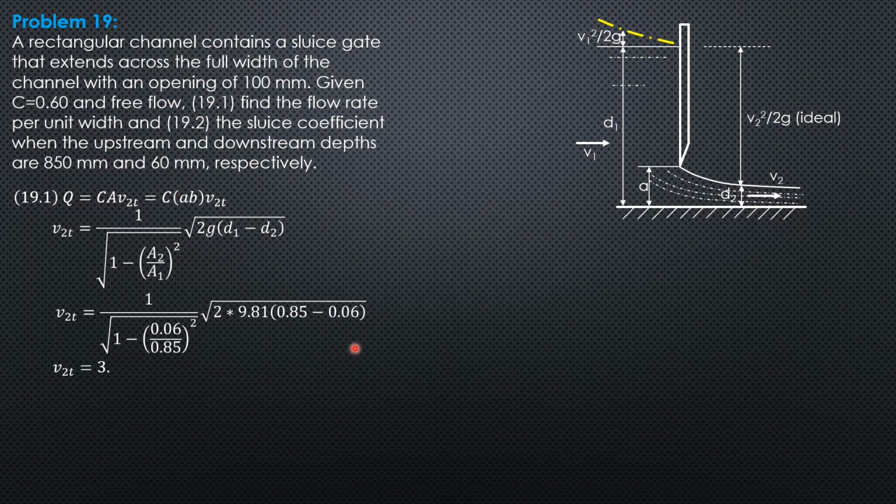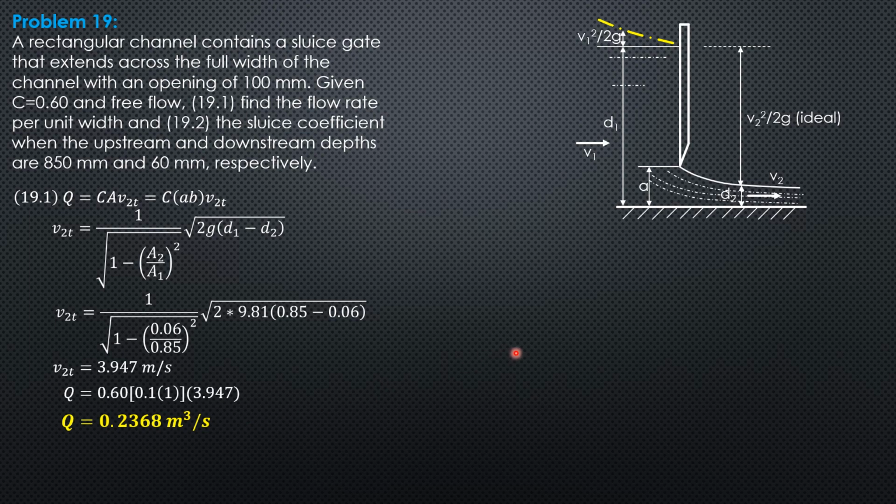So theoretical velocity at 2 is 3.947 meters per second. So from here we can compute the discharge. 0.6 times 0.1 times 1. The opening A is 100 mm. A, then width per unit width 1 meter, then theoretical velocity 3.947. So the discharge or flow rate is 0.2368 cubic meter per second.